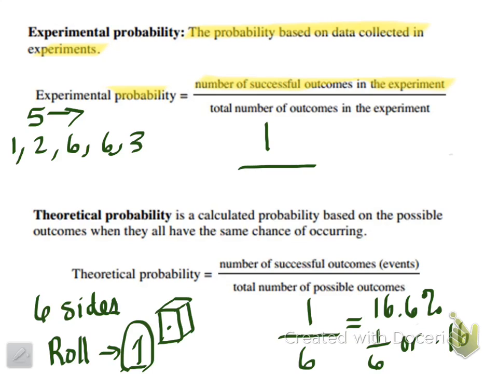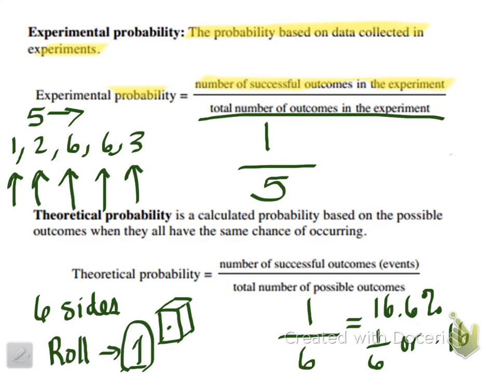Total number of outcomes in your experiment were 5. I only rolled 5 times. So therefore, I have 1 out of 5. My total number of outcomes is different because I'm not talking about possible outcomes. I'm just talking about what I actually did in my experiment. Okay? So moving on.